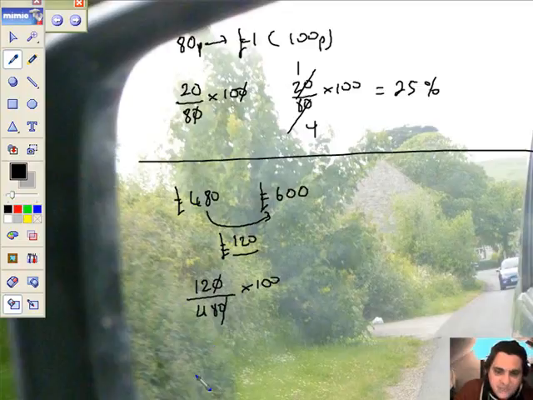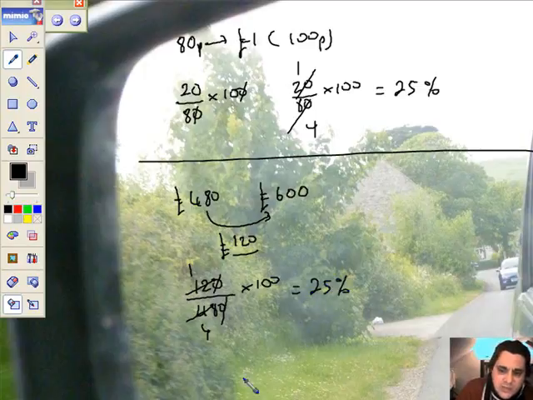Now let's just lop off one of these zeros each. 12 over 48, oh delightful. I think that goes in 4 times as well. In other words, chop that off and chop that off, and that's a quarter. A quarter of 100 is 25%. Well, she made a profit on that, didn't she? Dead easy.